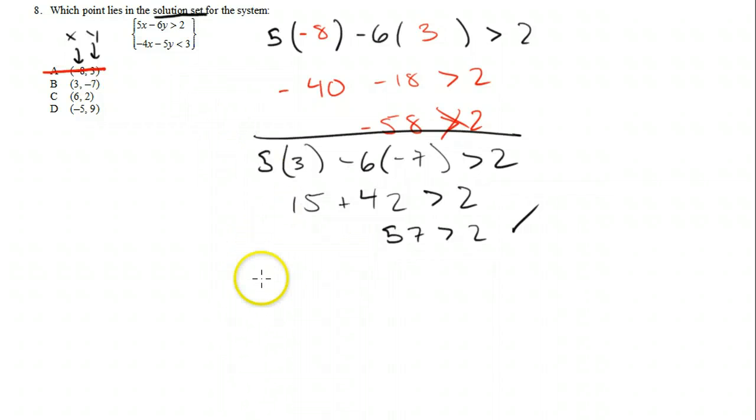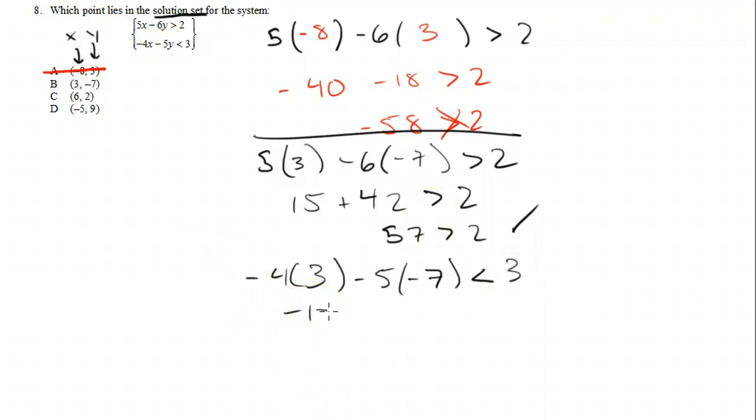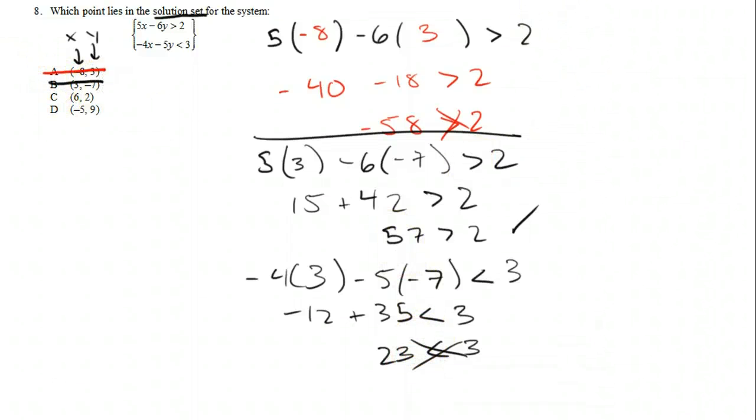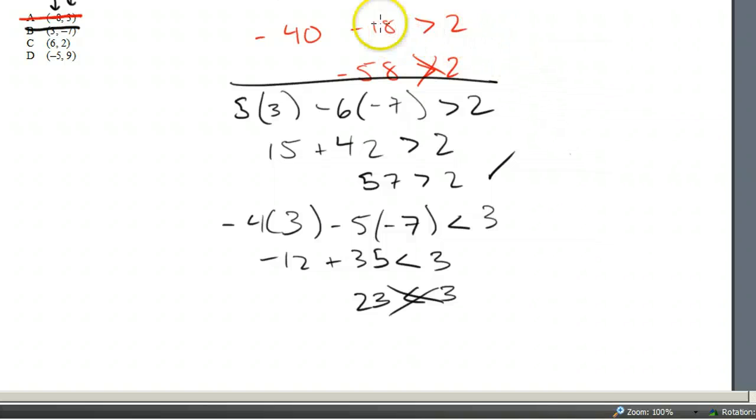So I'll plug it in. I get negative 4 times x, which is 3 again, minus 5 times y, which is negative 7. And hopefully this is going to be less than 3. Let's find out. So I get negative 12. Here it becomes a plus 35. And what do I get? I get 23 is less than 3, which again we see is not true. So it cannot be B.